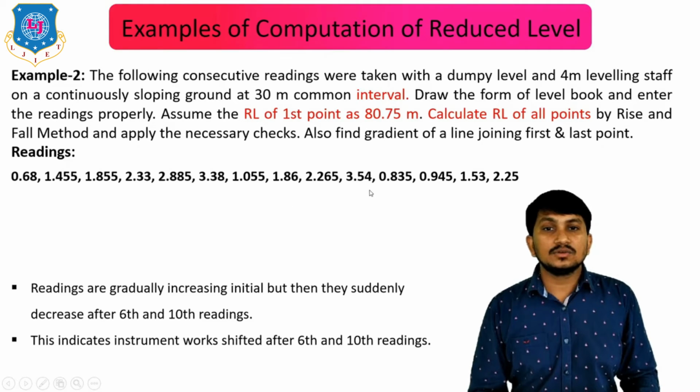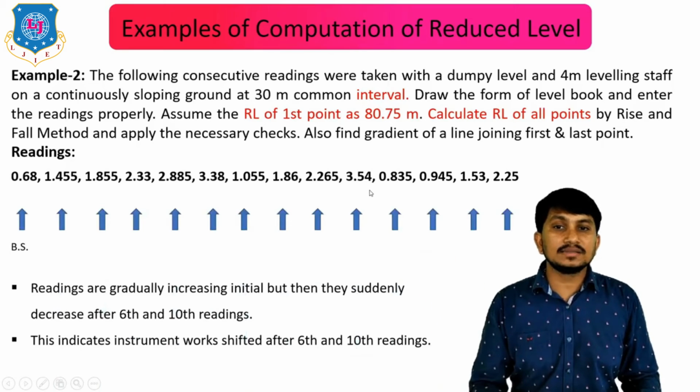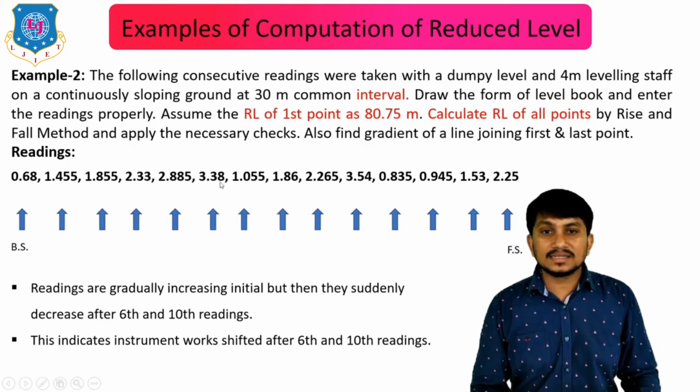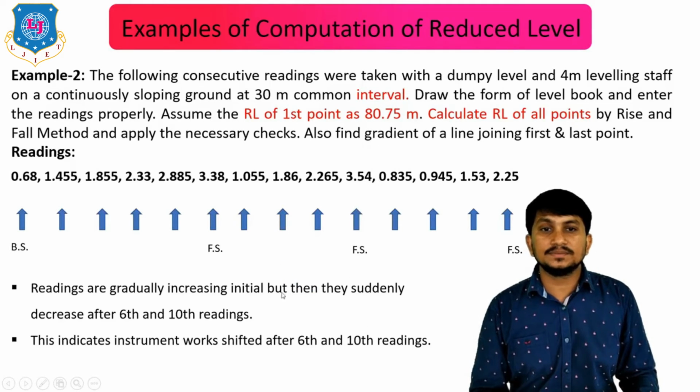Okay, so now we can name these readings. First reading is always BS, last reading is always FS. After the 6th reading, the instrument was shifted, so the sixth reading is FS. After the 10th reading, the instrument was shifted, so this is also FS.